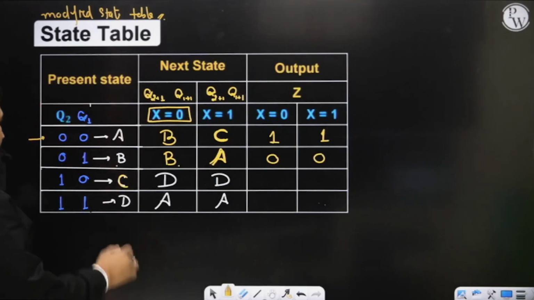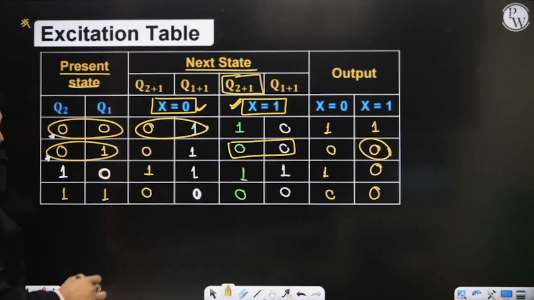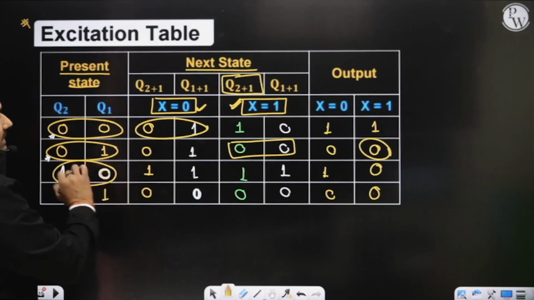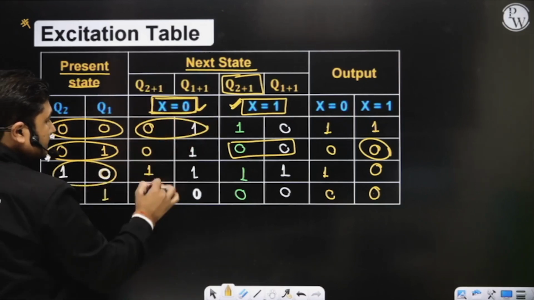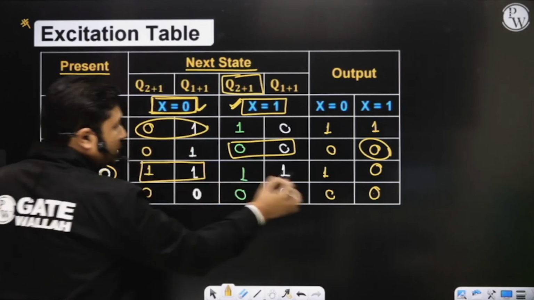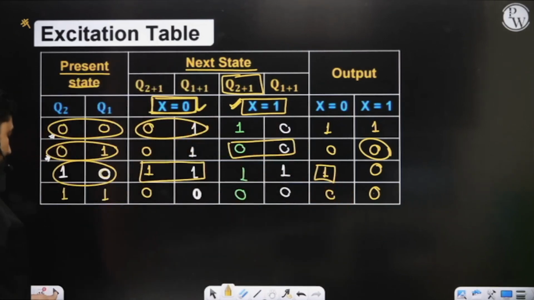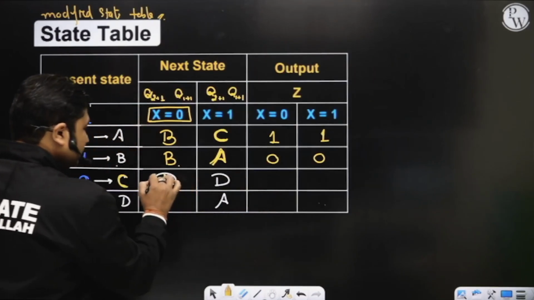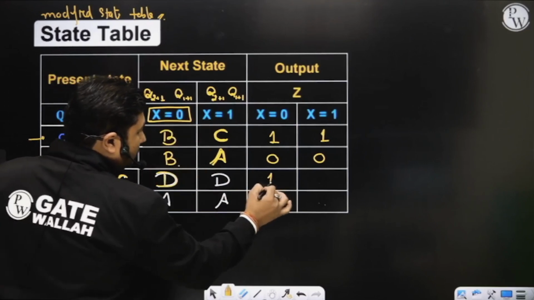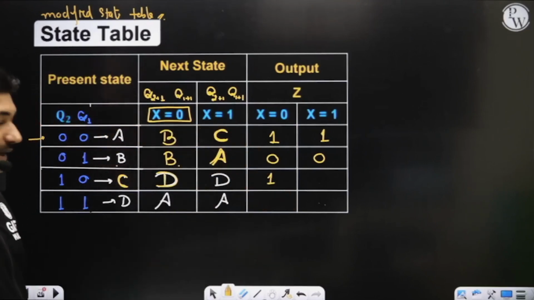Great. With the present state C and x equal to 0, next state D, output 1.